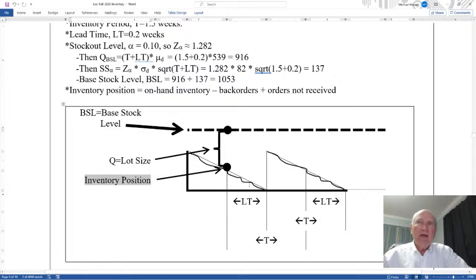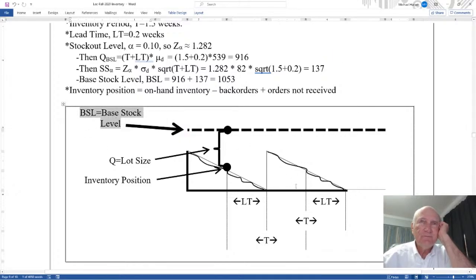Then a week goes by, next Friday, our base stock level is still 1,000 items. Our inventory position is now 200 items. How much do I order? I order 200 up to 1,000, which is 800. It's as simple as that. So how do you determine this? You know what your inventory period is. That's given. The only thing you calculate is your base stock level.